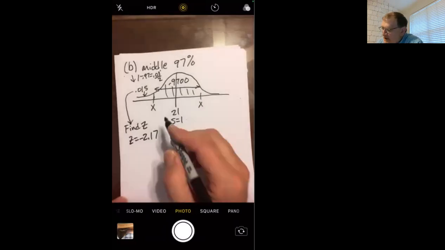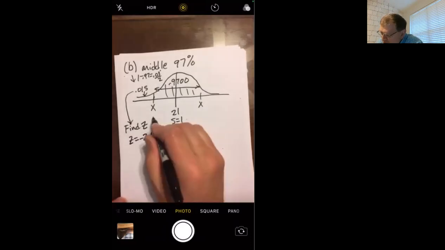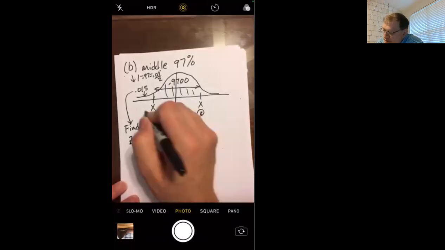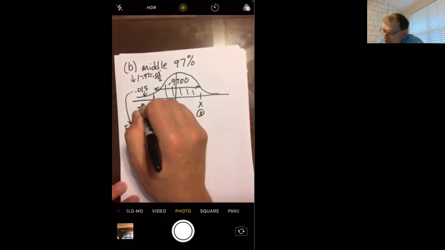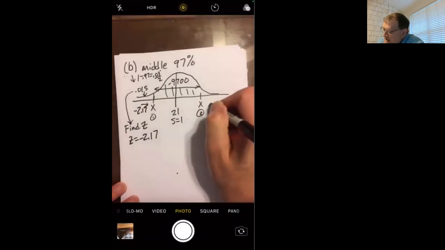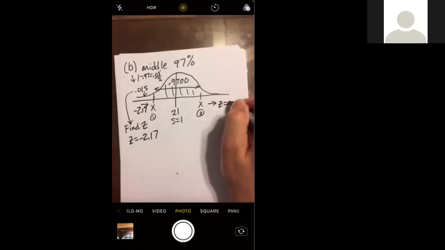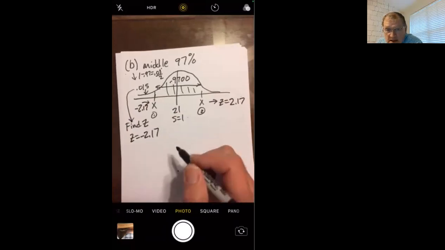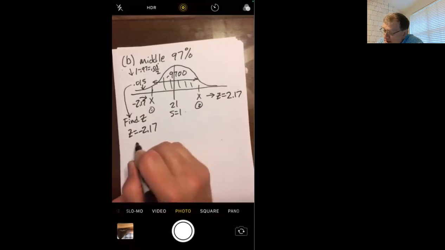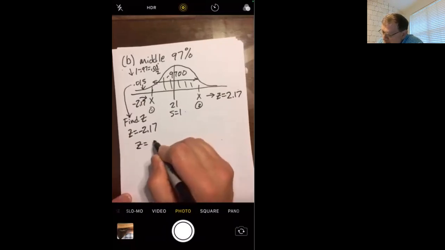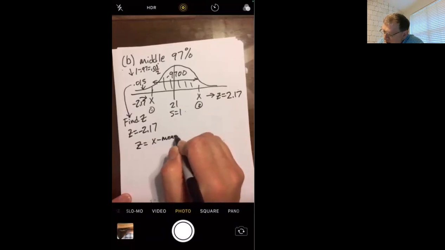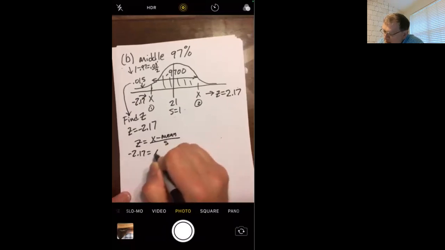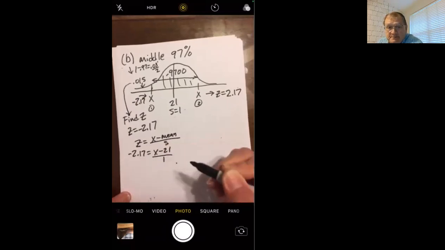All right, we've got to find both x's. You want to call this x number 1 and the other x number 2. Don't forget, by the way, the z of negative 2.17 goes for this x, and what would be the z for this x? 2.17, right? So you just got to plug into those formulas again. Z equals x minus mean divided by standard deviation. Negative 2.17 equals x minus 21 divided by 1.